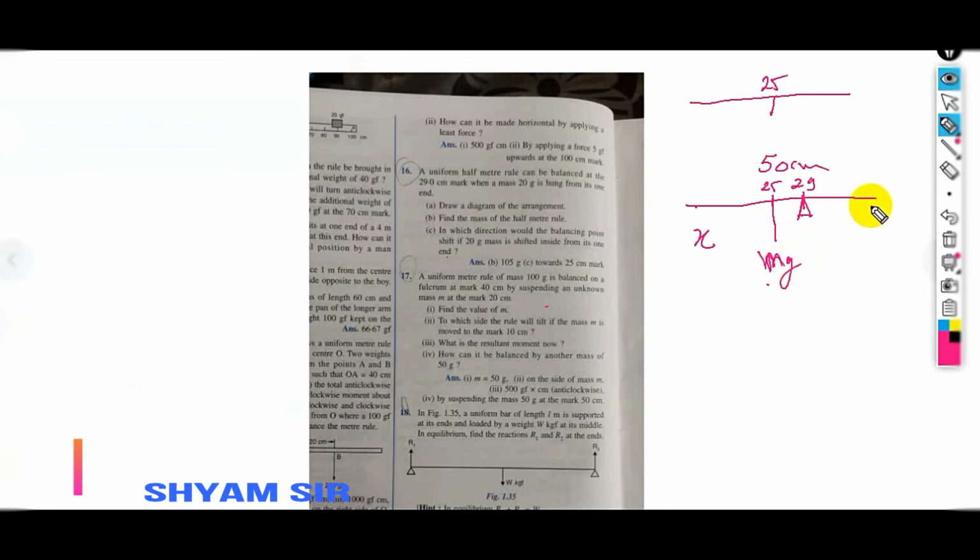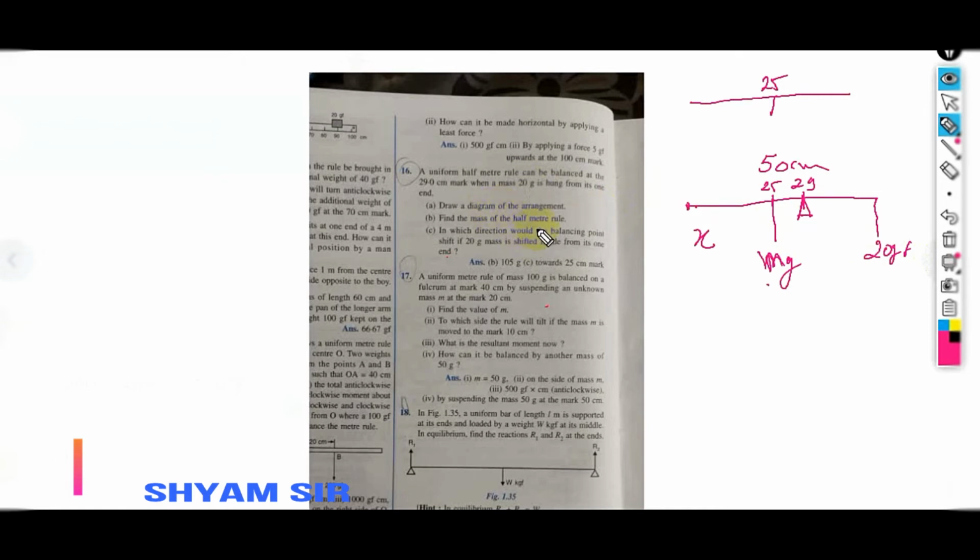Okay. And to balance it, this would fall down here. So we have balanced some weight at this point, which is given as 20 gram. So this is 20 gram force. Okay, so this is the diagram for the question. Now find the mass of the scale.